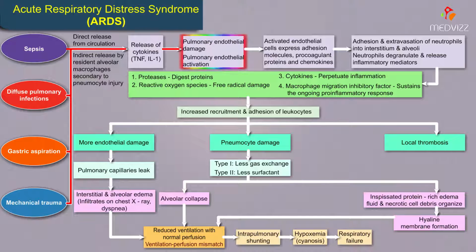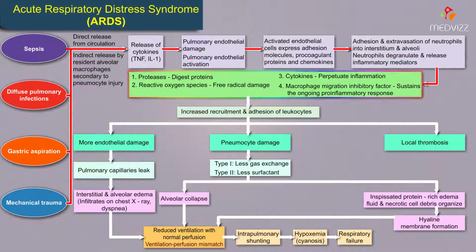This leads to, number 1, pulmonary endothelial damage, and number 2, pulmonary endothelial activation. This then triggers the activated endothelial cells to express adhesion molecules, procoagulant proteins, and chemokines. This then leads to adhesion and extravasation of neutrophils into the interstitium and alveoli. Neutrophils degranulate and release inflammatory mediators. The proteases that are released digest proteins. Reactive oxygen species cause free radical damage.